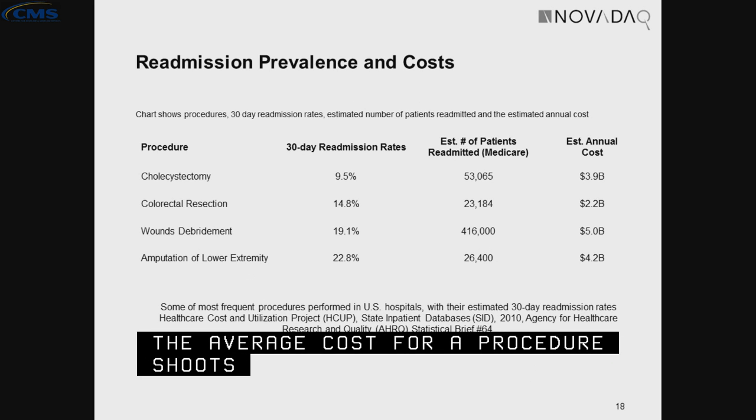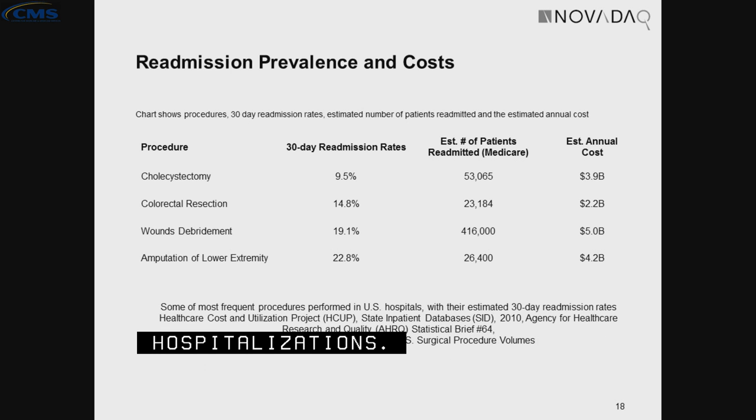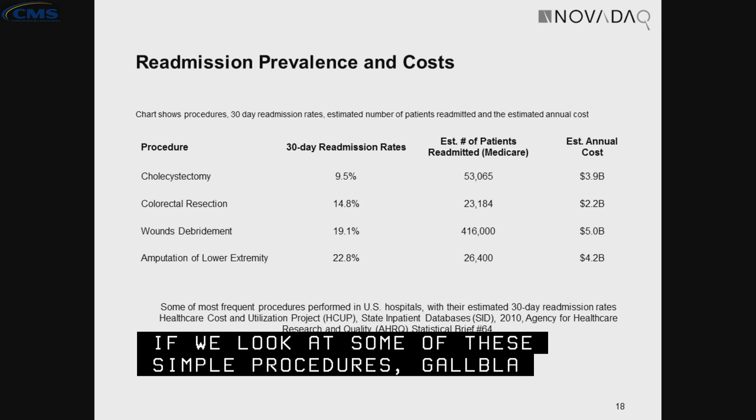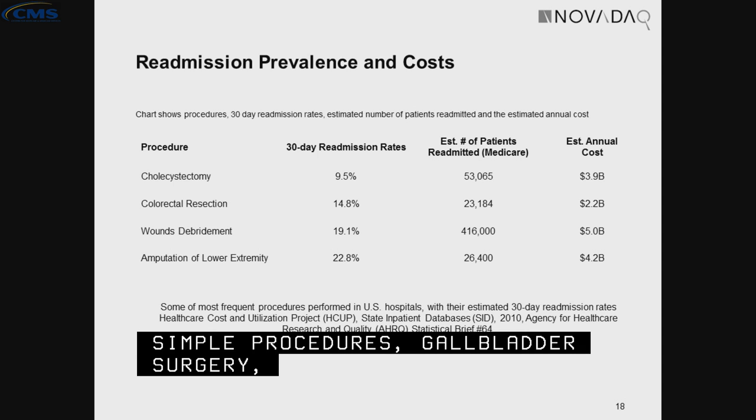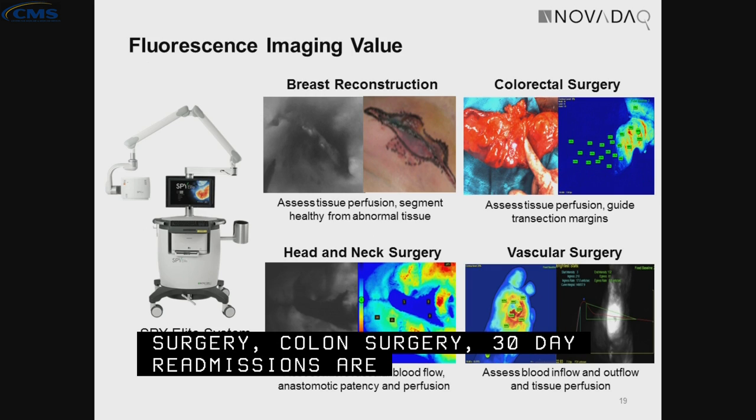And if we look at some of just these simple procedures, whether it's gallbladder surgery, colon surgery, wound surgery, the 30-day readmission rates are real. Most of these complications are related to blood supply. And that's the beauty of this technology. The amount of money and the amount of potential savings we're talking about really is in the billions of dollars.